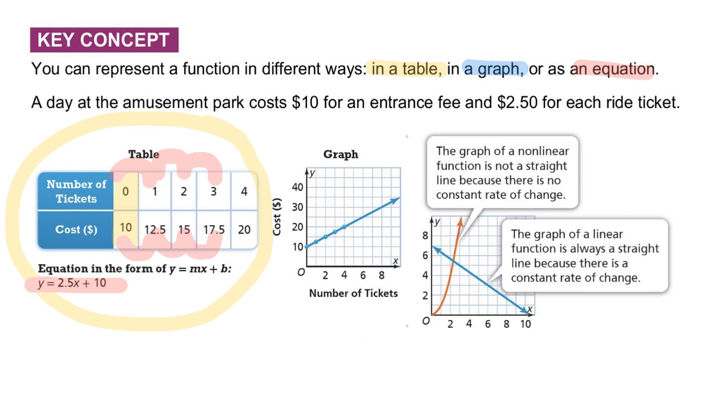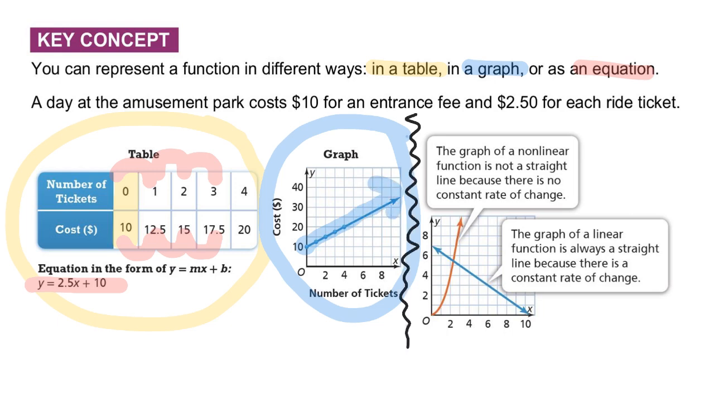All right, second, you can absolutely graph that. So it looks like my starting point is 10, and I'm going to add 250 for every one ticket, 250 for every one ticket, until I have a linear graph. You're going to notice that there is a squiggly line in between here. It didn't really show up on my slide, but that's okay.